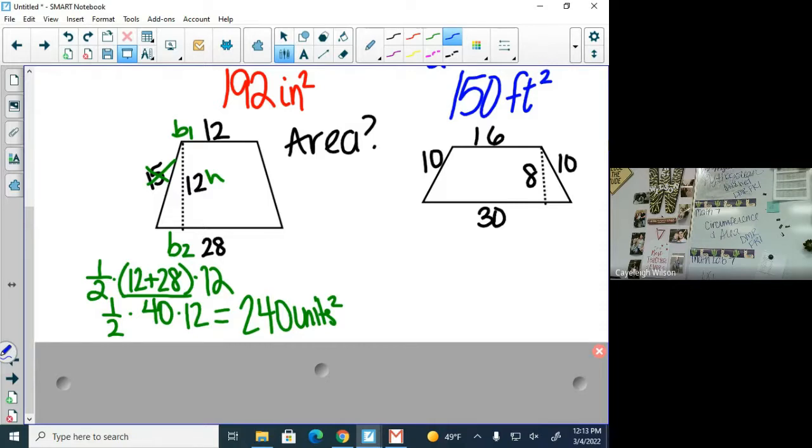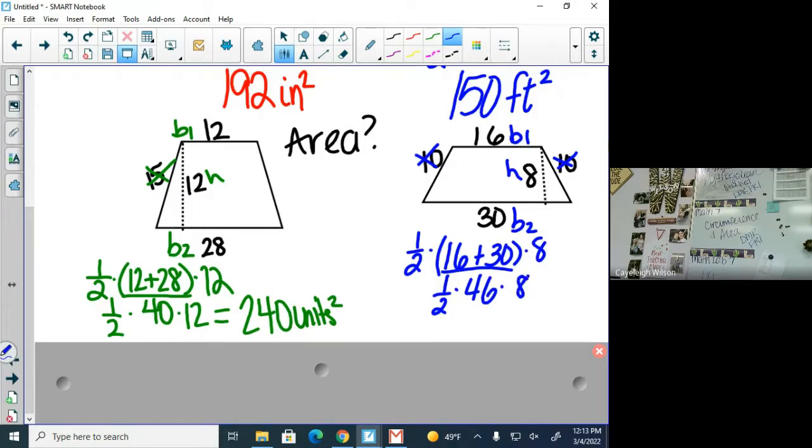All right, Mia, on the second one, what's my base 1? 16, okay. Allison, what's my base 2? 30. Alexa, what's my height? 8. These 10s are there just to mess me up. So 1/2 times base 1 plus base 2 times height. So 16 plus 30 is 46. And then 1/2 times 46 times 8, 184 units squared. So we have to put units squared.